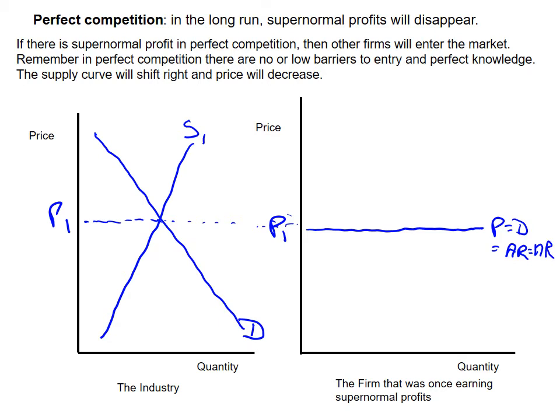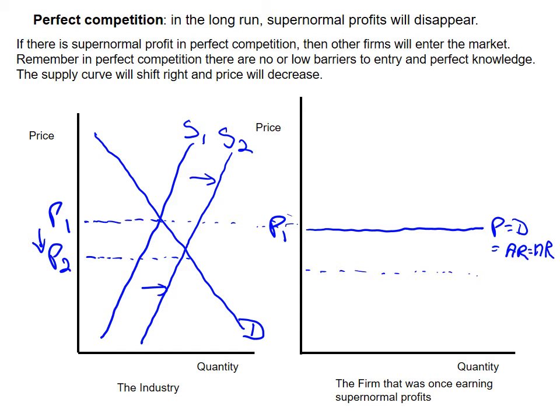Okay, so we've got supernormal profits going on, and so then S1 shifts to the right because you've got all these people, remember there's perfect information, they go, oh, you know what, in this market, people are making a killing, so I'm going to enter the market too, and the price goes down.